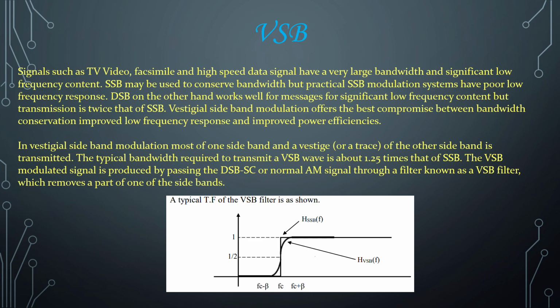In vestigial sideband modulation, most of one sideband and a vestige, or a trace, of the other sideband is transmitted. The typical bandwidth required to transmit a VSB wave is about 1.25 times that of SSB. The VSB modulated signal is produced by passing the DSB-SC or normal AM signal through a filter known as a VSB filter, which removes a part of one of the sidebands. Here is a figure showing a typical transfer function of the VSB filter.